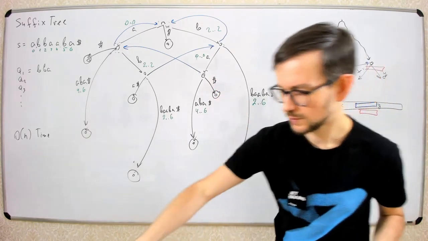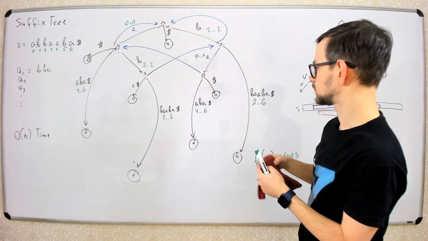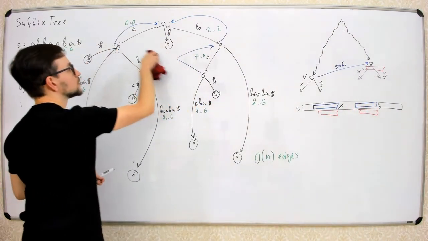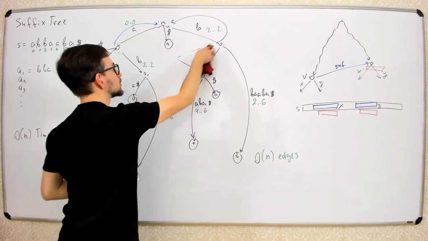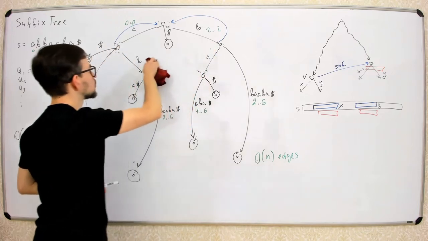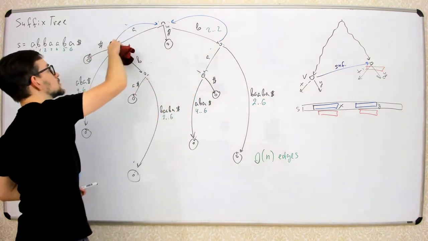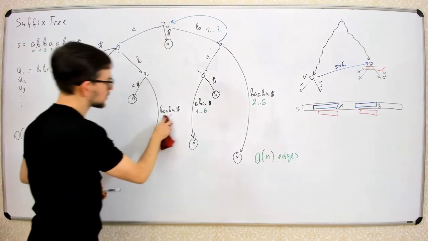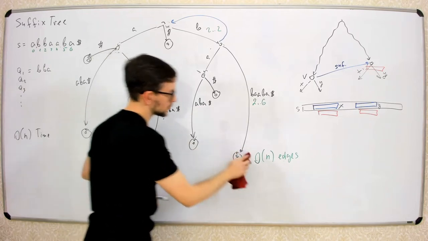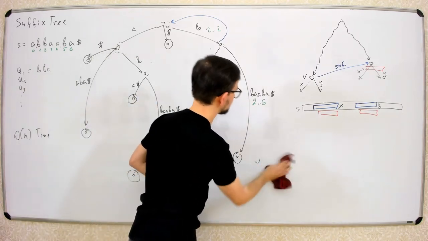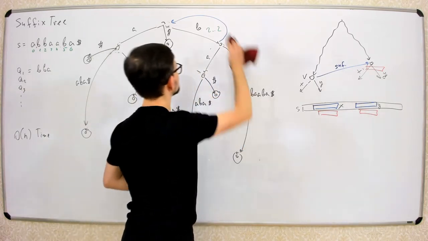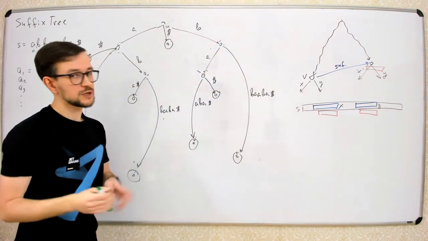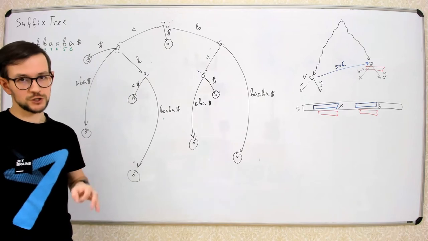So let's see. Let me just erase this suffix link for now, just to make things a little bit cleaner. So I'll erase everything which is not important, just to have a clean picture of what's going on. So at every moment, you have some current position in your tree.